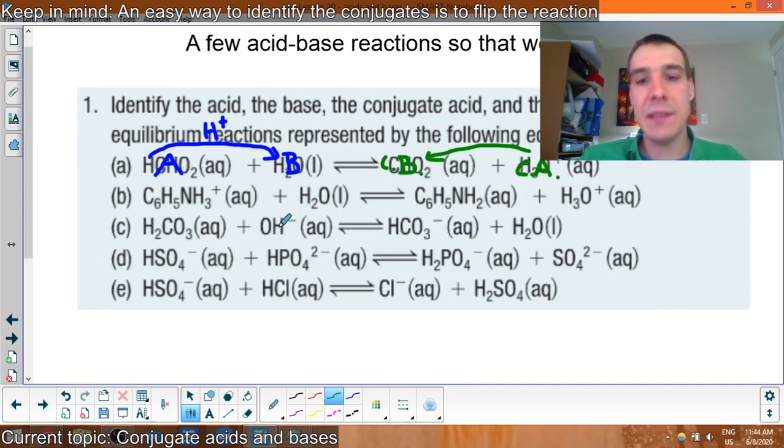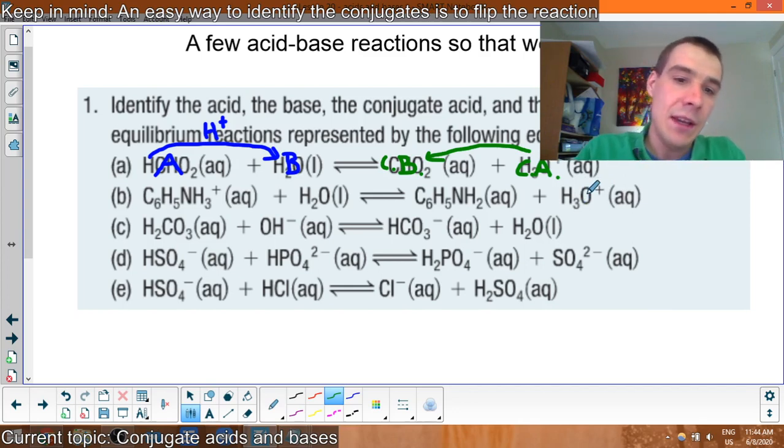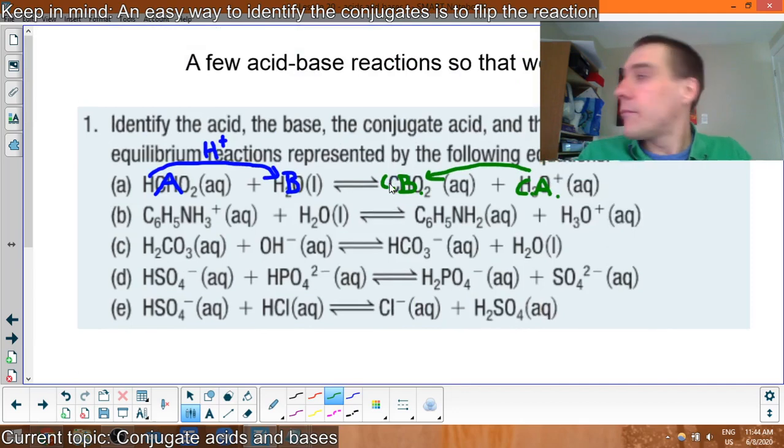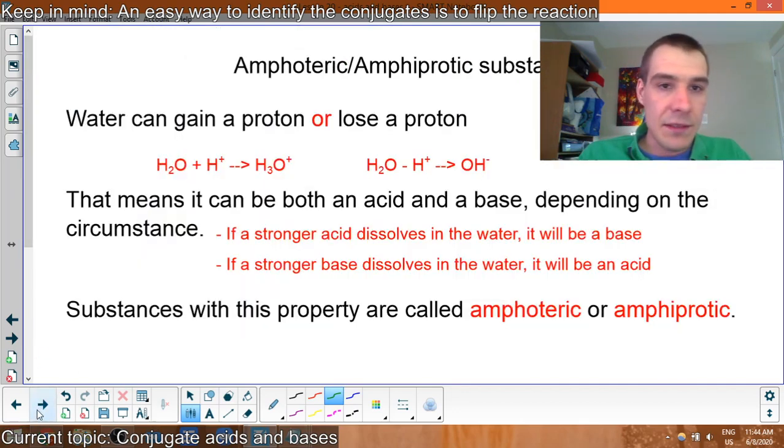Typically OH minus is going to be a base. Typically H3O plus is going to be an acid. So you can probably assume that this H3O plus is a conjugate acid. It doesn't want to gain any more hydrogen. It's positive. It really doesn't want to gain hydrogen. So that's a concept that you can use as well. So that's conjugate acids and conjugate bases.